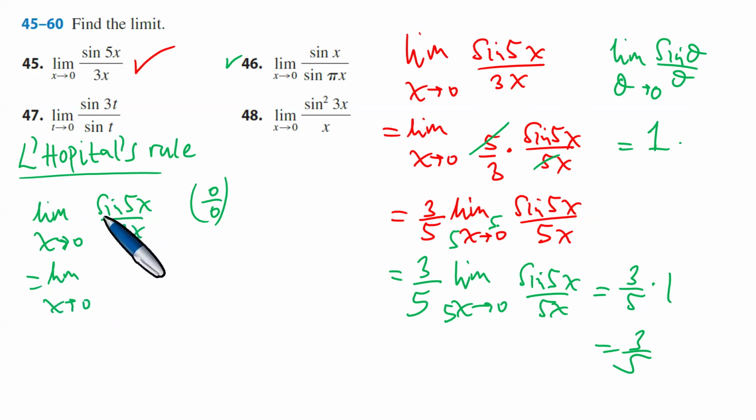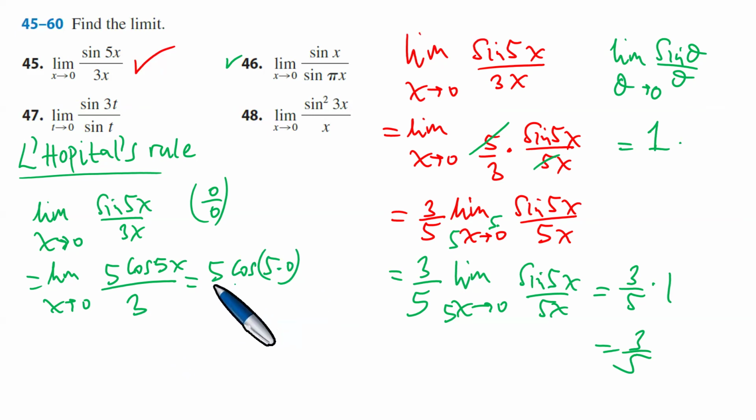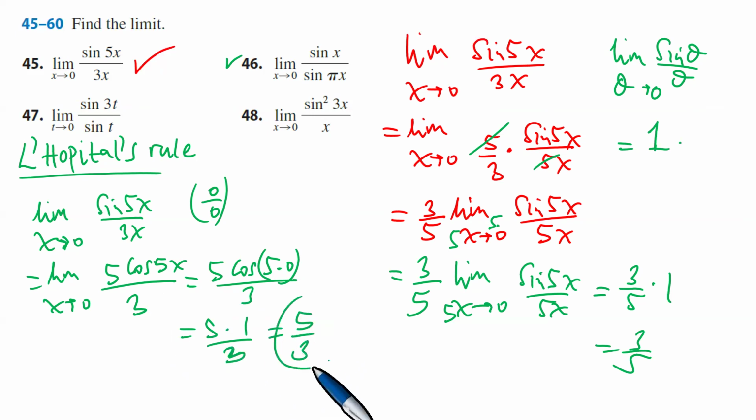Because it is 0 over 0, we differentiate. The derivative of sine is cosine, and you have the 5, so you have 5 cosine 5x divided by 3. Therefore this becomes 5 cosine of 5 times 0 divided by 3. Cosine 0 is 1, so it is 1 out of 3, which is exactly 5 out of 3.